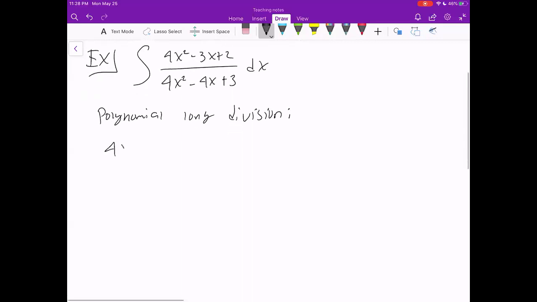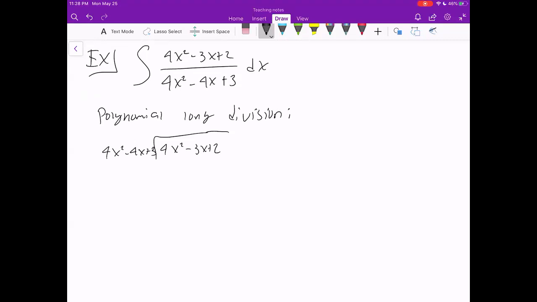So we have 4x squared, sorry, that would have been right. The thing that goes inside the division side is the thing on top. Think about it with real numbers if that confuses you. Okay, so let's do this division.